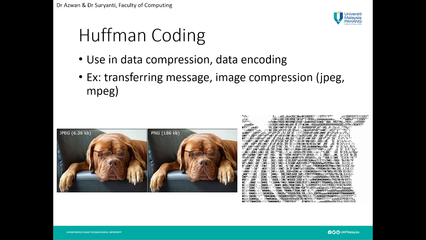Okay. So Huffman code is basically, we're going to use it for data compression, data encoding. Why? Because when we want to transfer a file, basically we want to find the optimum way to transfer a file or a message. Optimum here means the computational cost is very effective, and the time is also very effective.